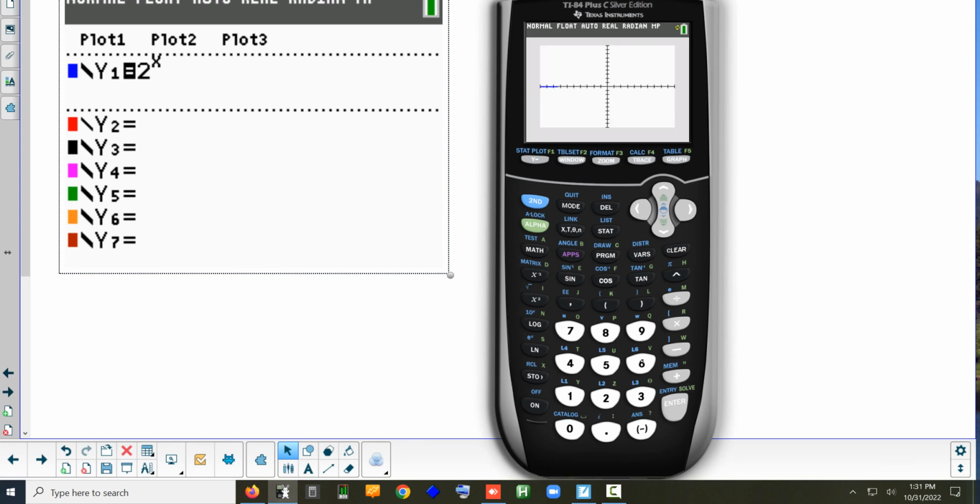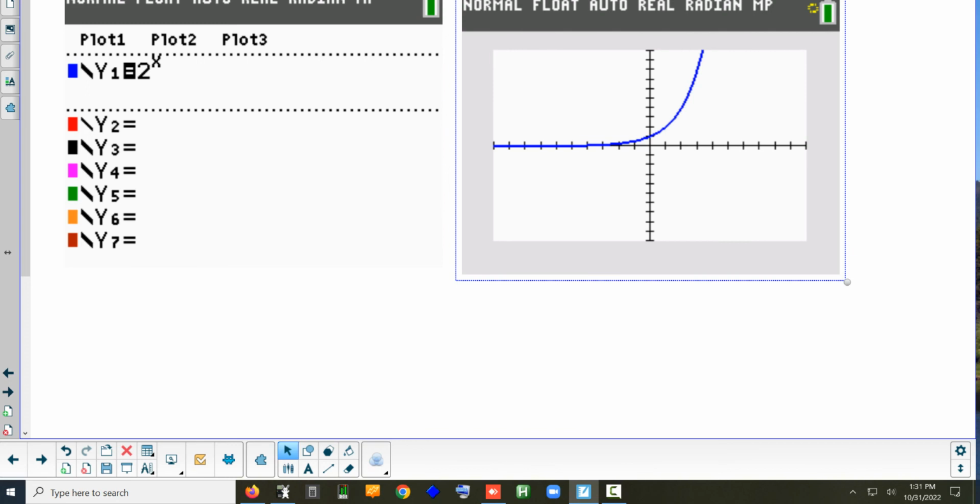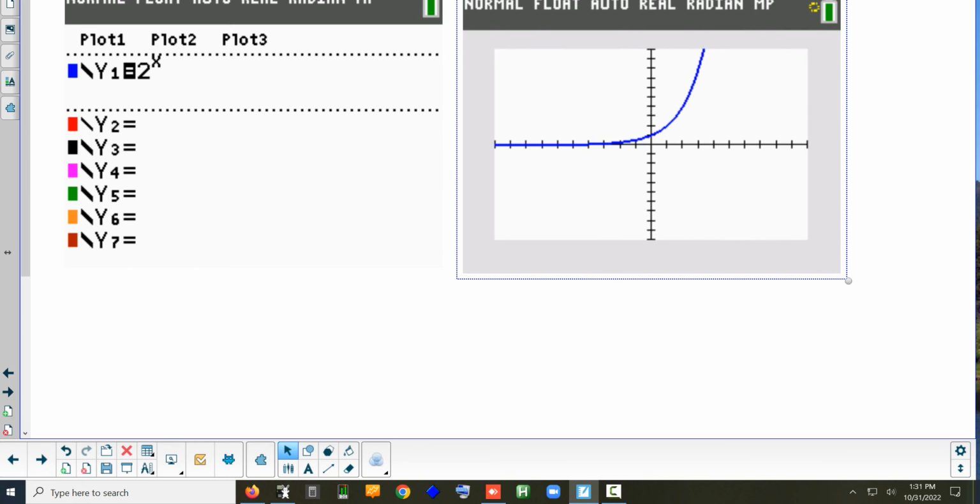We'll do zoom 6. You're going to see this one's flat on the left, and then all of a sudden, it starts to curve. Okay, anyone have an idea how far left that graph is going to go? Forever. Yep, it's just going to keep going to the left forever. And when it goes to the left forever, what do we say it's going towards? Negative infinity.